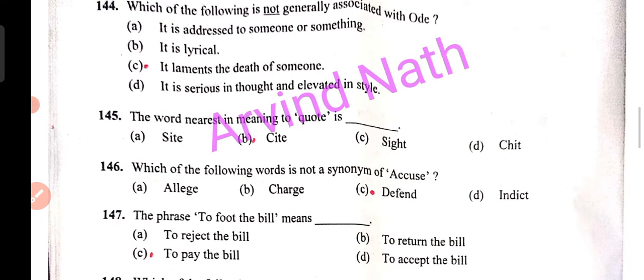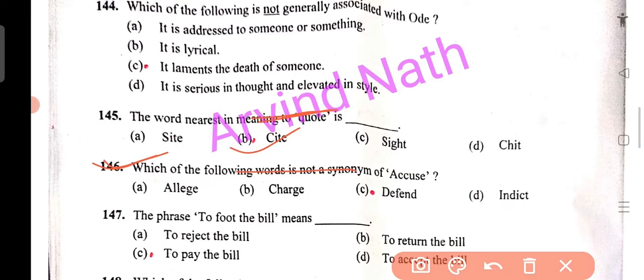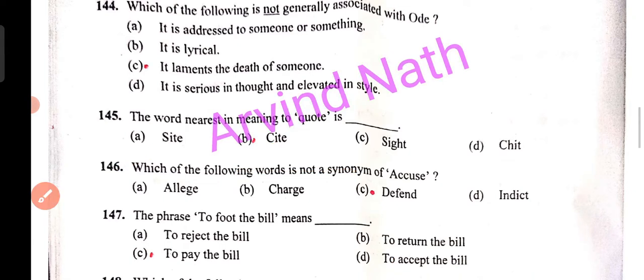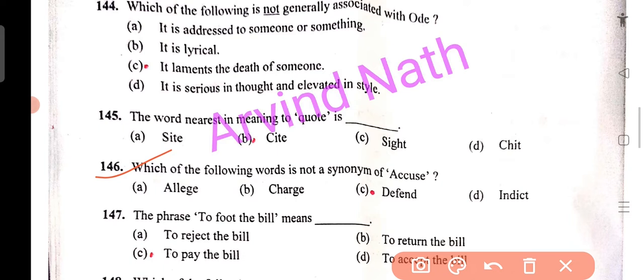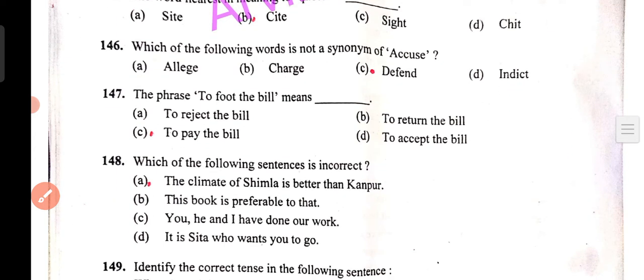Now next, the question number 145. The word nearest to the meaning of the quit is... so its answer will be the option number B will be the correct. Cite, site. Now the question number 146. Which of the following words is not a synonym of excuse? So, defend.